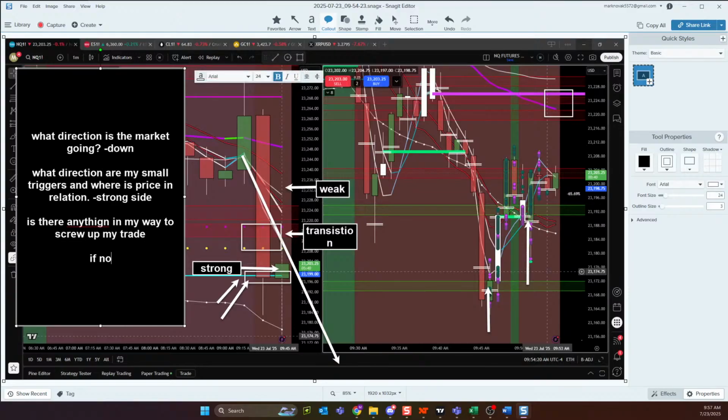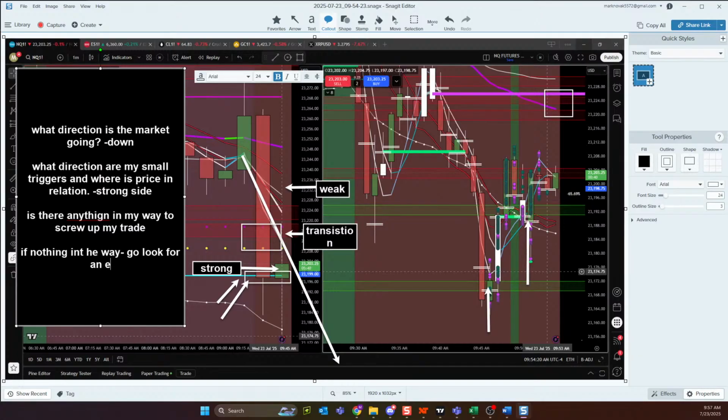If no, if nothing in the way, go look for an entry. And now I'm going to use my checklist. Are my rules met for a momentum trade? I don't have momentum. I can't. What do I have to look for? I have to look for a pullback to an area and a close below. Does that make sense? You TradingView people?